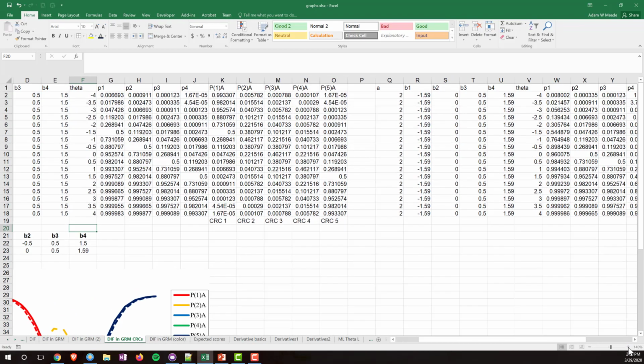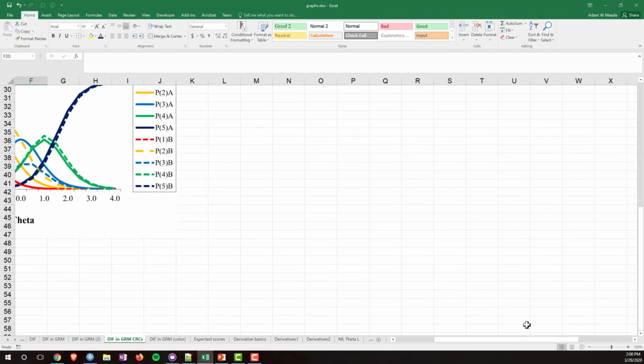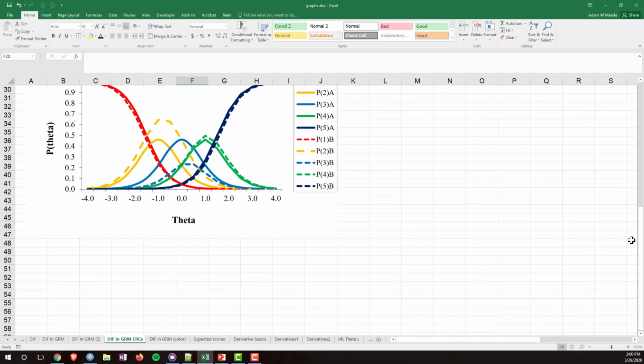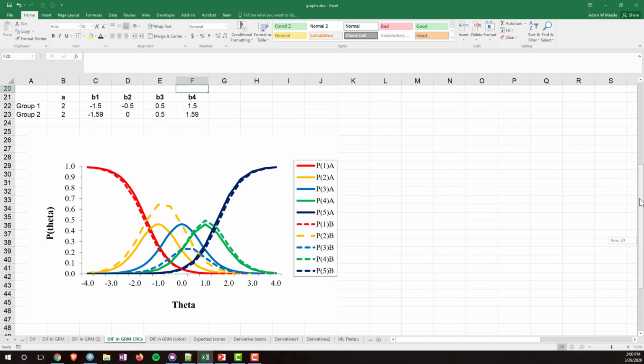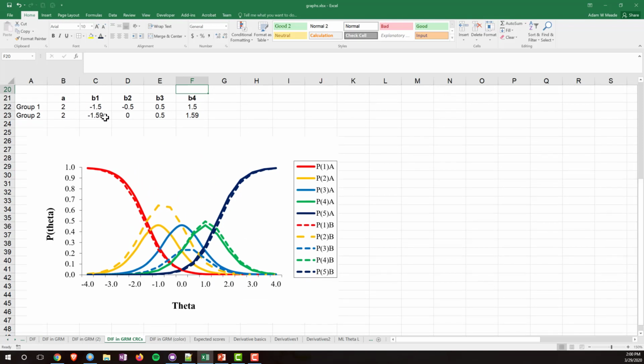And let me make everything bigger here a little bit. And the category response curves, you can see here, I've made them slightly different just so you can see what they are outlined. And I quite like this graph. It's nice and color coded. So I've got the same colors representing the same categories. So 1 would be the lowest response option for both groups. 2, or yellow, would be response option 2, blue 3, green 4, and dark blue 5.